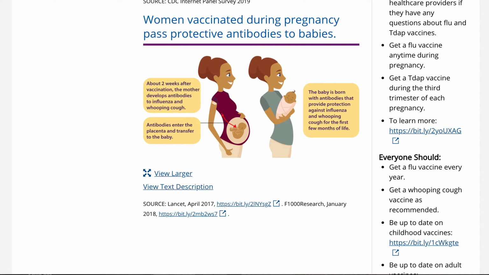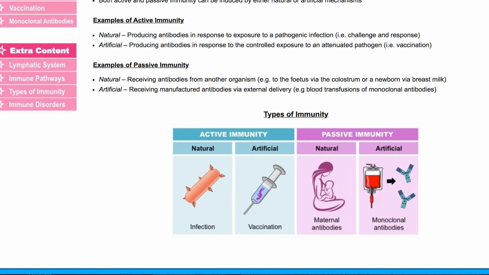So that's another strategy, is that they will coat the outside of the pathogens so that the pathogens can't bind to anything. So there's active immunity and passive immunity, two different types of immunity that you need to know. Active immunity is natural, meaning you actually get sick. You actually get infected with something.